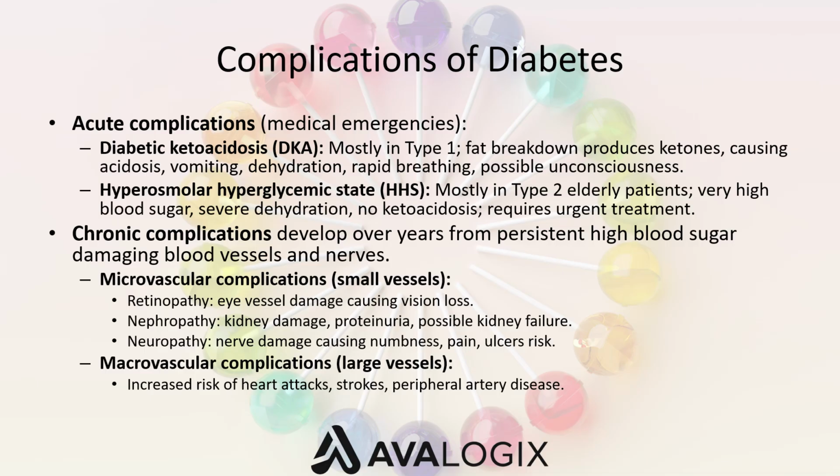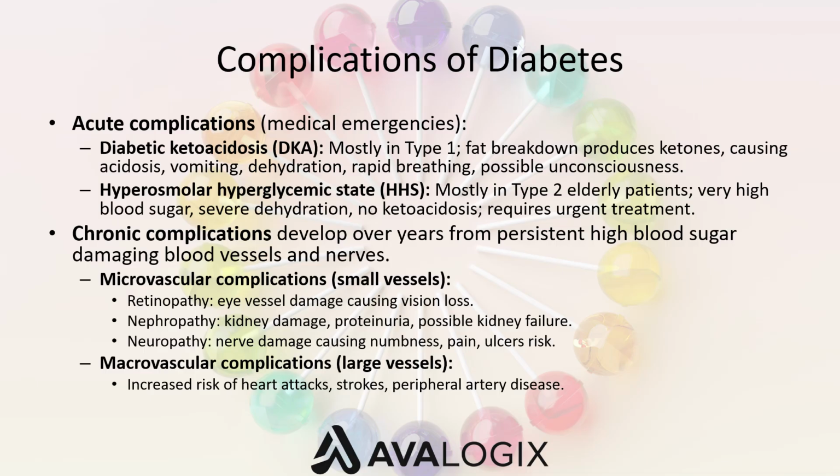Diabetic ketoacidosis, DKA, mainly occurs in type 1 diabetes. When there's no insulin, the body burns fat for energy, producing ketones which make the blood acidic. Patients become very sick with vomiting, dehydration, rapid breathing, and may lose consciousness if not treated urgently.